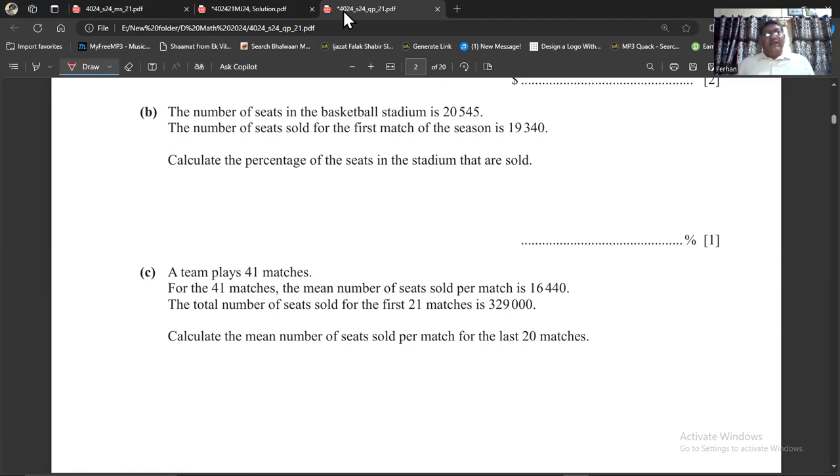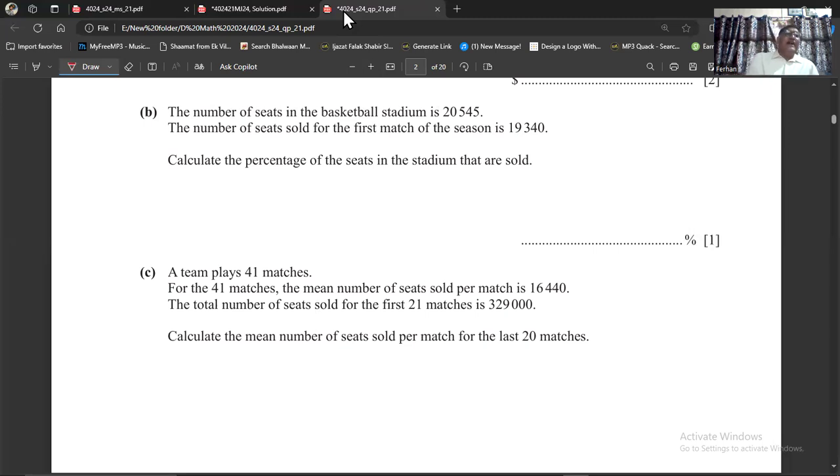Okay. So there are 41 matches, and we know the mean number of the seats sold for the 41 matches. You know the mean is equal to the sum divided by the number of observations. So for 41 matches, we can find the total seats sold for the 41 matches. I will call it the sum of the 41, and that will be mean multiplied by number of observations. That will be 16,440 multiplied by 41. So in this way, I will calculate the total seats sold in the 41 matches.